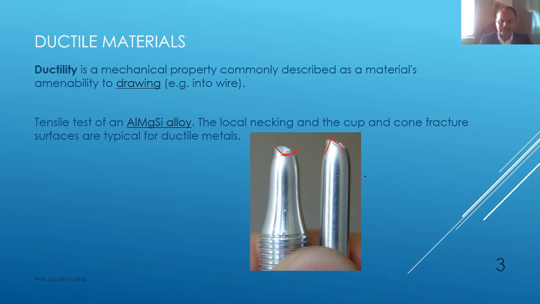This is the tensile test of this AlMgSi alloy, aluminum, magnesium and silicon alloy. In that case we get this type of fracture, cup and cone kind of fracture, and this is the typical case of ductile materials. So in the case of ductile materials, this type of fracture comes into picture.